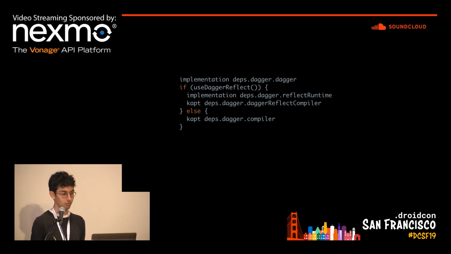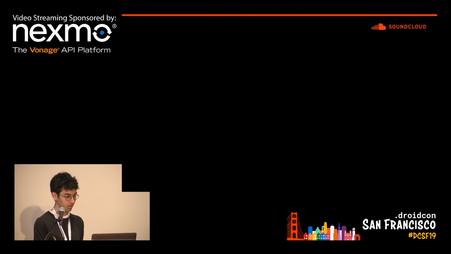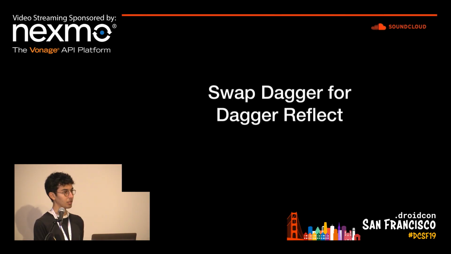The Dagger Reflect runtime is the code I was referring to earlier that actually creates the proxy interfaces, and the Dagger Reflect compiler is, of course, the code that glues your application with the Dagger Reflect runtime. And that is code generation. It's using kapt in this case. So if you have a project with hundreds of modules or maybe thousands of modules, you need to do this in every module, which sounds like fun, but it gets more fun.